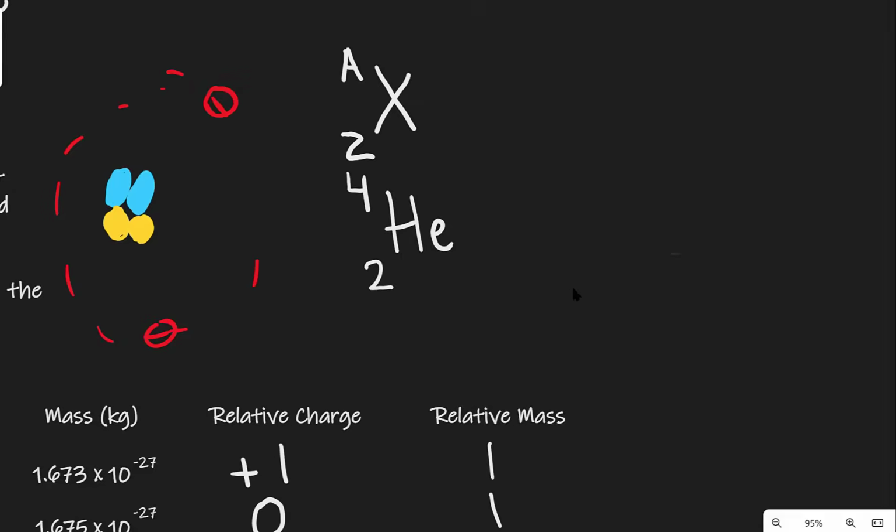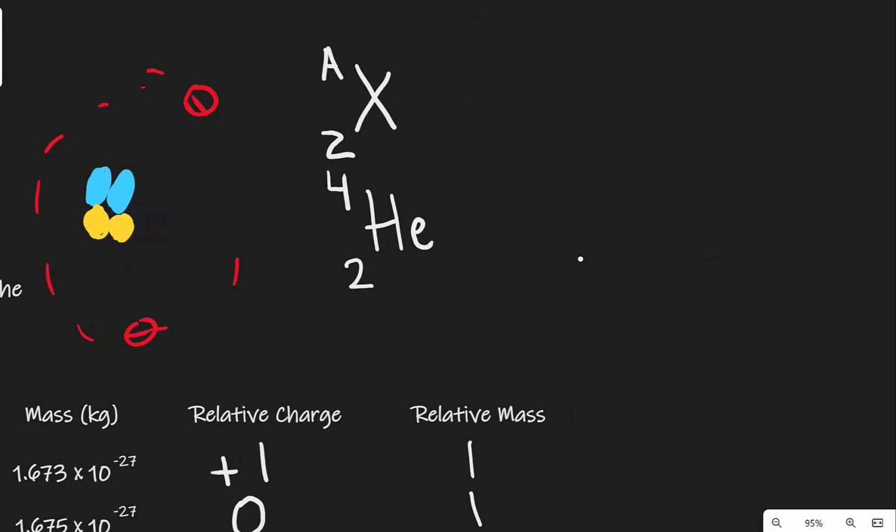Let me give you an example. So let's say that we have hydrogen. Let's say we have hydrogen 1, which is just 1 proton. We could also have deuterium, which is still hydrogen. It has 1 proton, but it also has a neutron. So let's say that this is the nucleus of hydrogen 1. The nucleus of hydrogen 2 will just be a proton and a neutron.